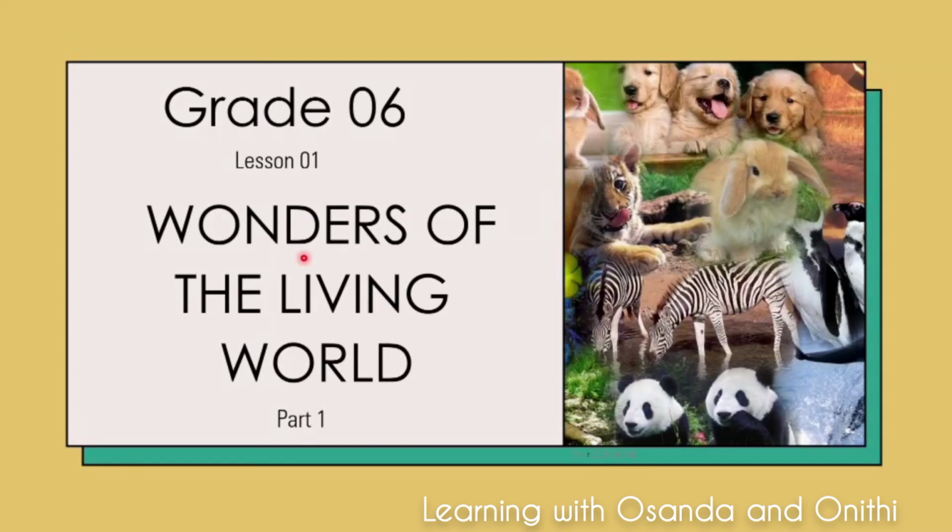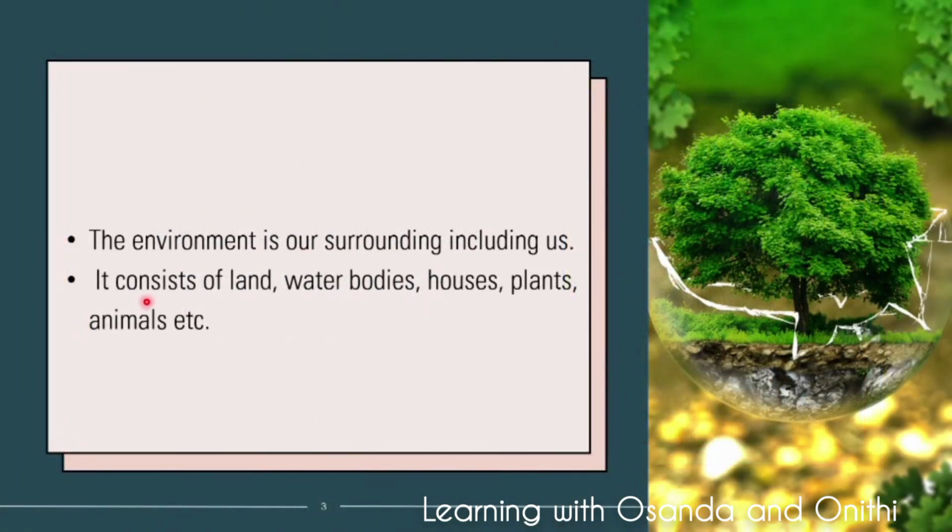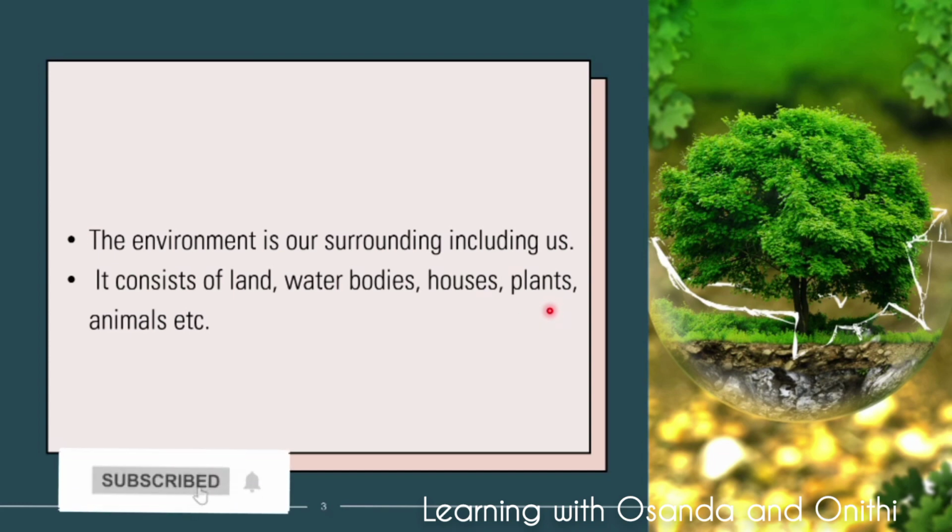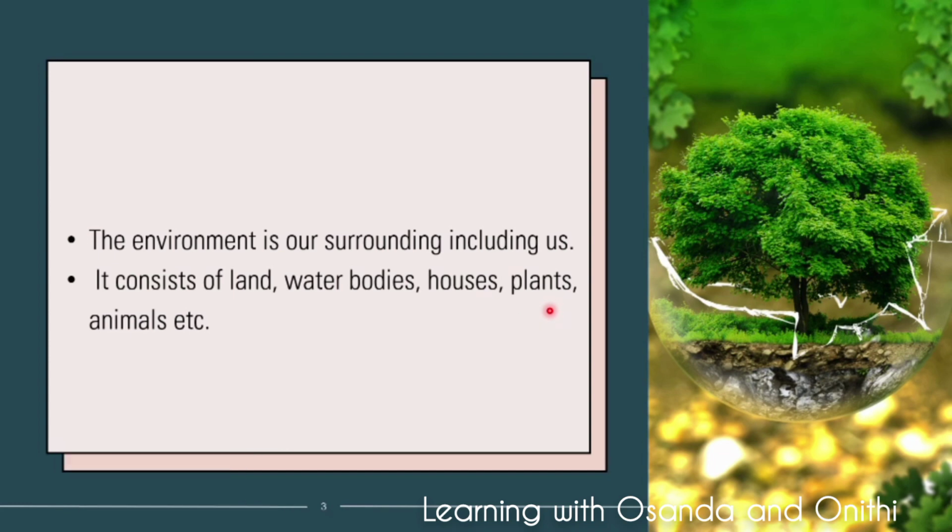Today we are going to learn about wonders of the living world, the first lesson of grade 6. The environment is our surrounding, including us. It consists of land, water bodies, houses, plants, and animals. I think you can understand this sentence, right?